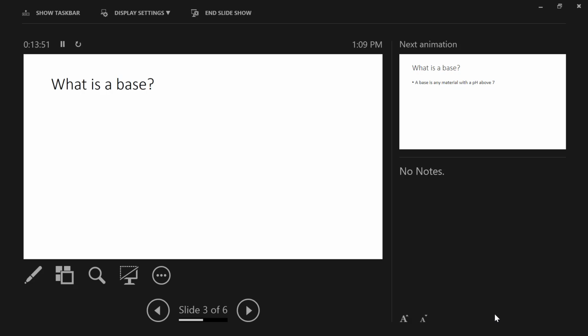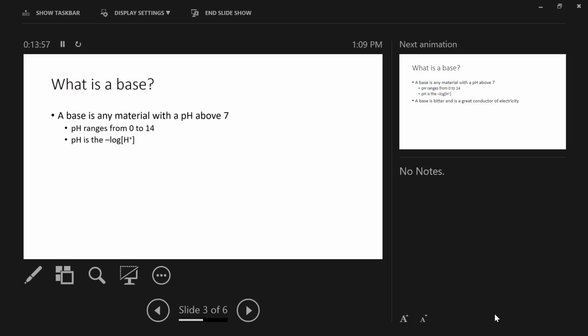Okay, what is a base? So a base is any material with a pH above 7. So if it's below 7, it's an acid. If it's above 7, it's a base. If it's exactly 7, it's neither. Or it's both, actually, depending on what it is.